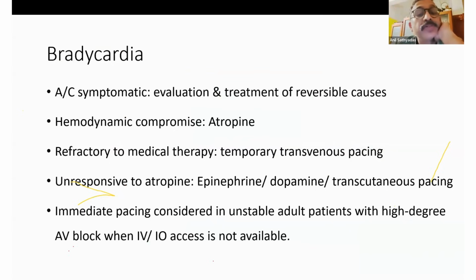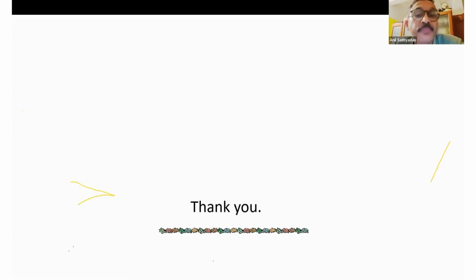Last slide would be bradycardia. When the patient is symptomatic, you try to evaluate and find the cause. Atropine, a vagolytic, is given up to 3 milligrams, in increments of 0.6 or 1. When it's refractory, think of transvenous pacing. The other options when the patient is not responding to atropine are dopamine, epinephrine, and also transcutaneous pacing. That's not venous, but transcutaneous pacing. If you don't have an IV or intraosseous line, you can straightaway go for transcutaneous pacing. Immediate transcutaneous pacing can be considered here.